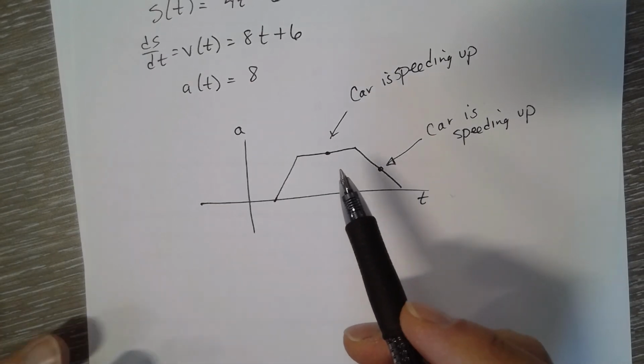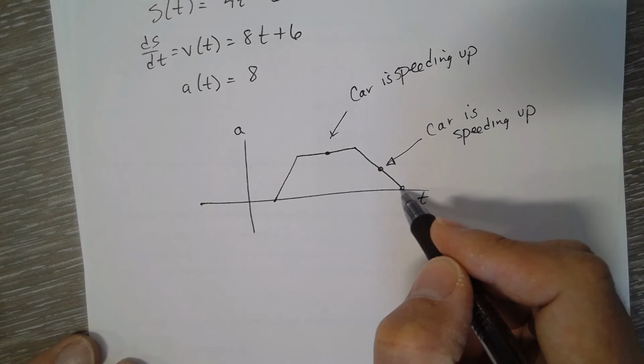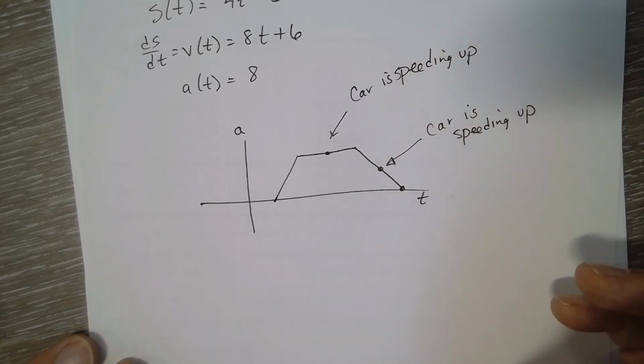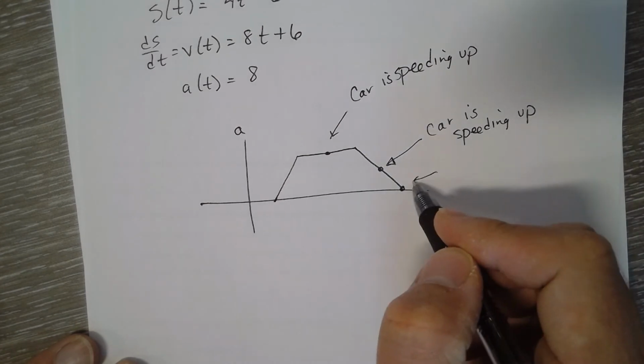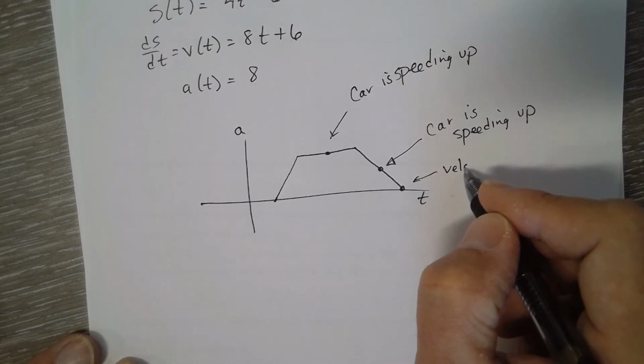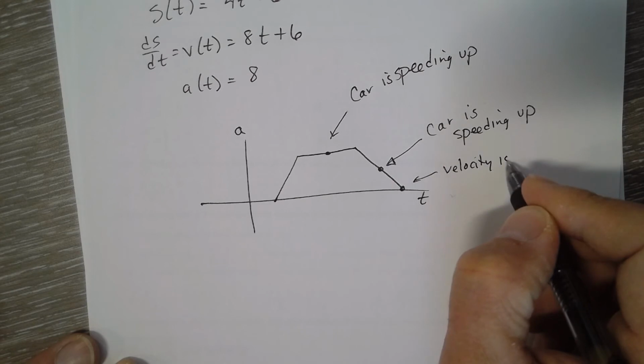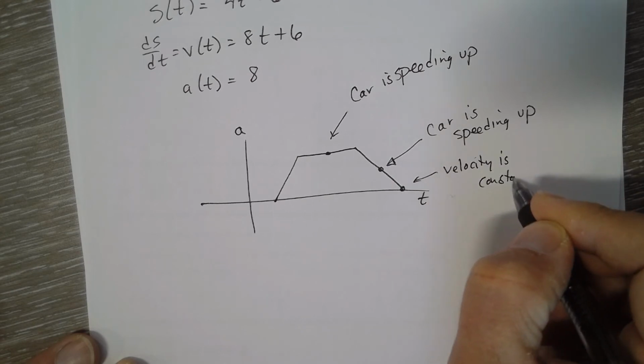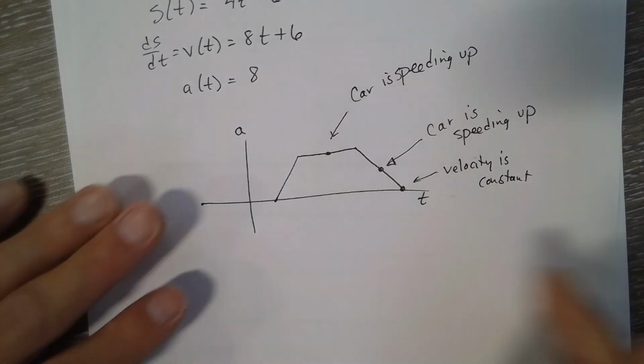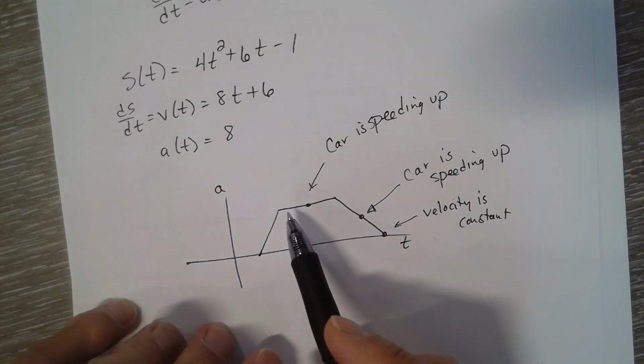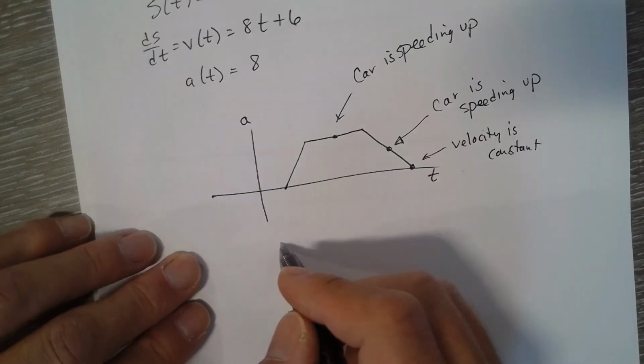It's getting faster. Finally, we get to this point right here, the acceleration is 0, and that's cruise control. That would mean that the velocity is constant. So if there's a positive acceleration, the object is increasing.